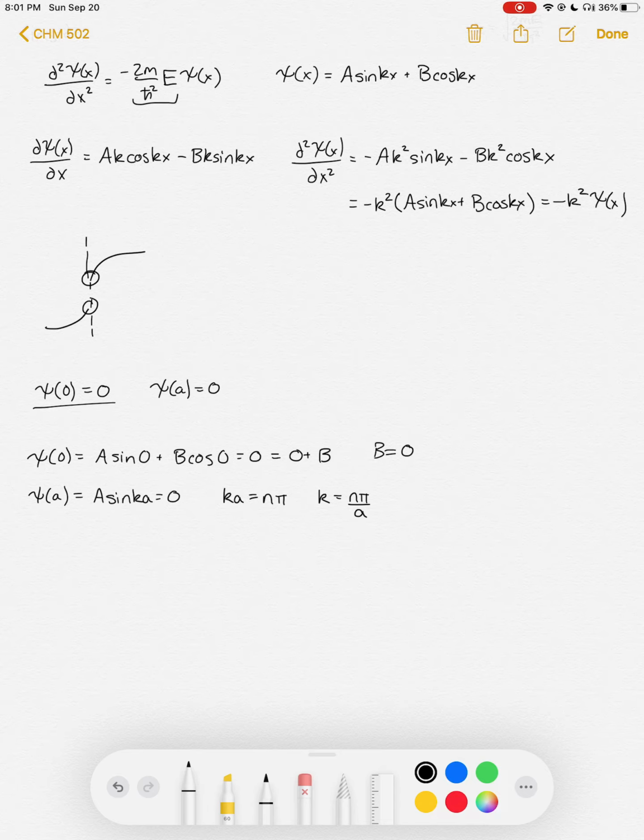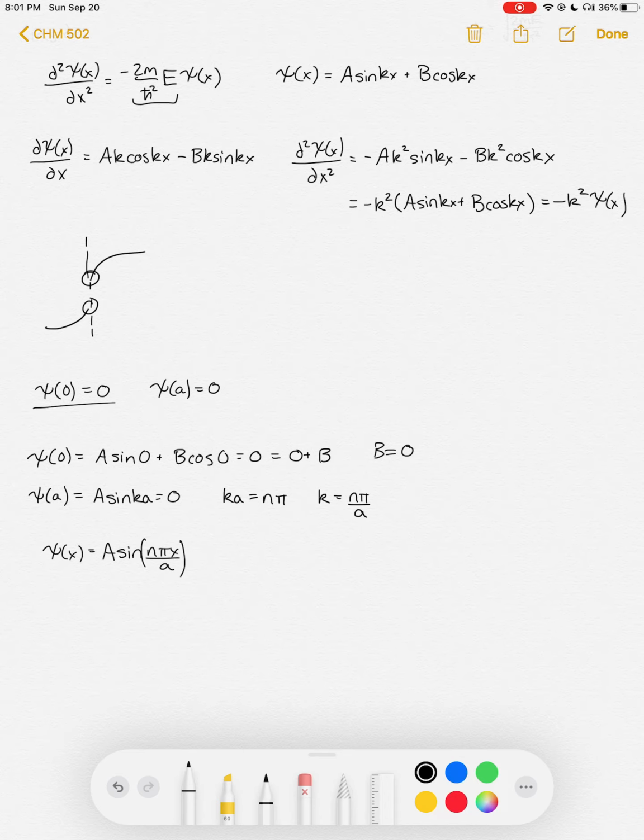Plugging that back into our function, we get that our wave function is equal to A sine of n pi x over a. And this is the form of our wave function. It's these sine functions.